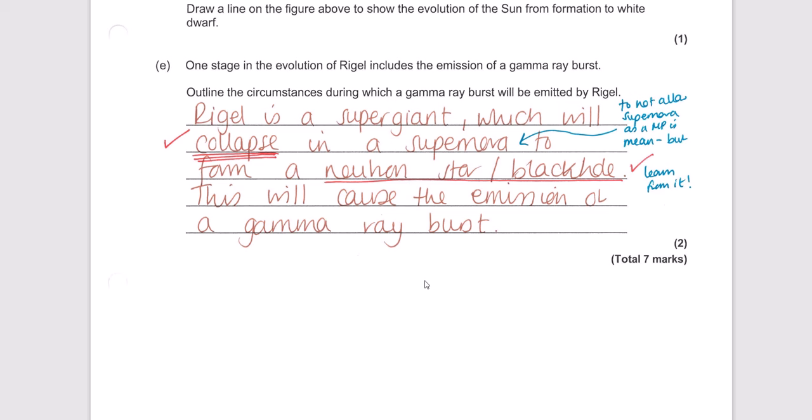You can get the word supernova in there and still get the mark, but you wouldn't get a mark for the word supernova alone, which, like I say, is mean, because if you look on Wikipedia, it says a gamma ray burst happens during a supernova. I think the exam board wanted to distinguish that it was not a type 1a supernova, so it was during a supergiant becoming a neutron star and during that process. But we're going to learn from that. So gamma ray bursts happen during the collapse of a supergiant into a neutron star, which is a supernova.